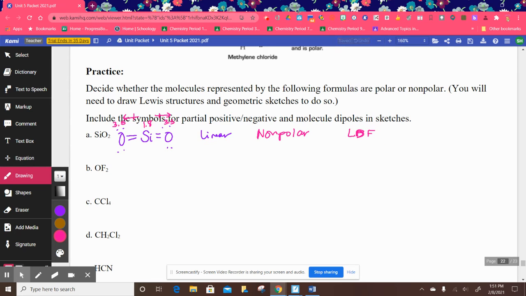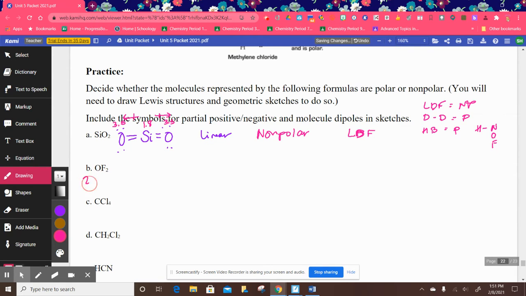forces between them. Okay, London dispersion forces are for nonpolar molecules, diatomic molecules, noble gas atoms. Dipole-dipole forces are for polar molecules. Hydrogen bonding is also for polar molecules, where hydrogen is bonded to N, O, or F. Okay. All right, so let's try OF2.